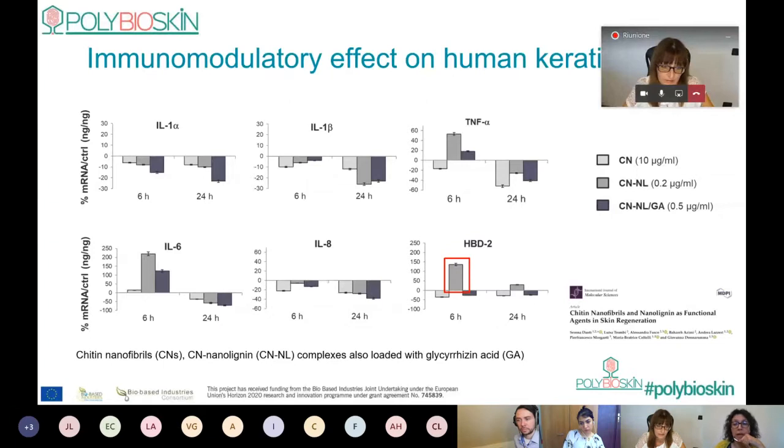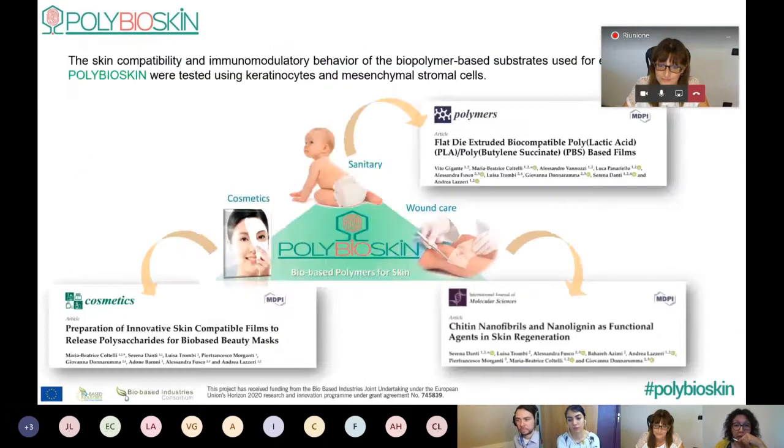We also demonstrate that at this concentration, the complex of nanolignin and nanochitin could upregulate the expression of human beta defensin 2, so could let the cell be more proactive to fight bacterial contamination. So this is good to have in a biomaterial that is subject, for example, to stay in contact with the urines or to have some exposure to bacteria.